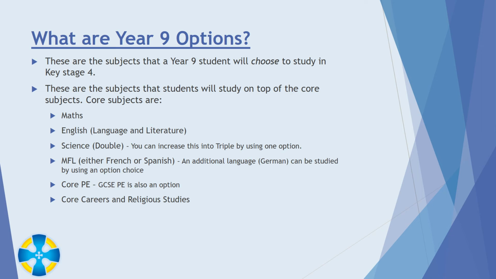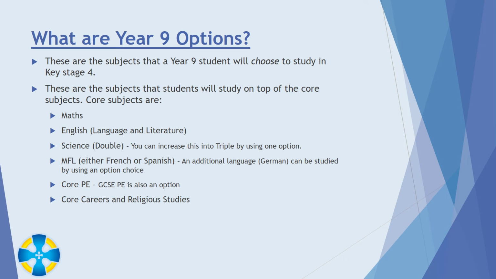The core subjects are the ones every single student will study, and these are your maths, English language and literature, science. Everyone does a double award, but you can increase this to triple by using one option. I'll explain a bit more about that later. MFL, which will be either French or Spanish, is the language which the students studied all the way through Key Stage 3. Students can study an additional language, which is German, but that would again take one of the option choices.